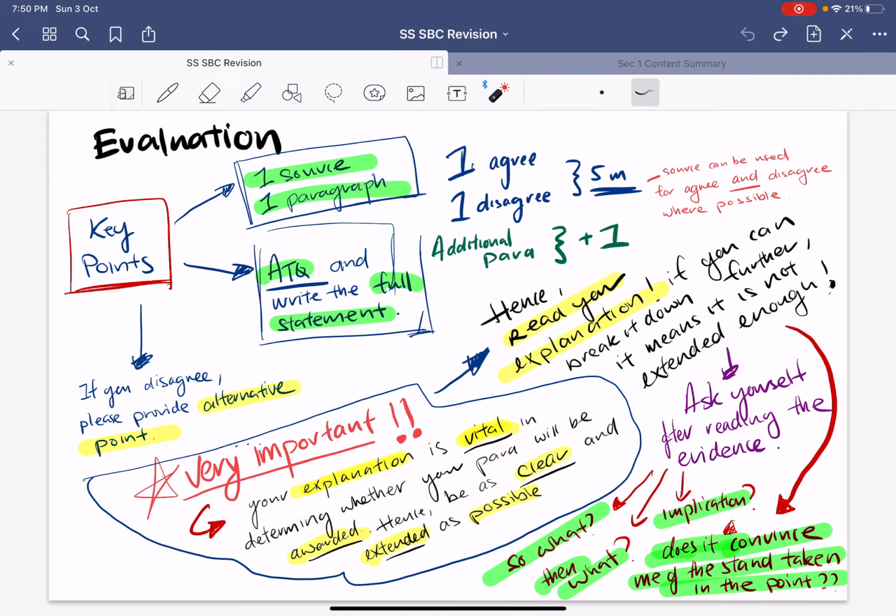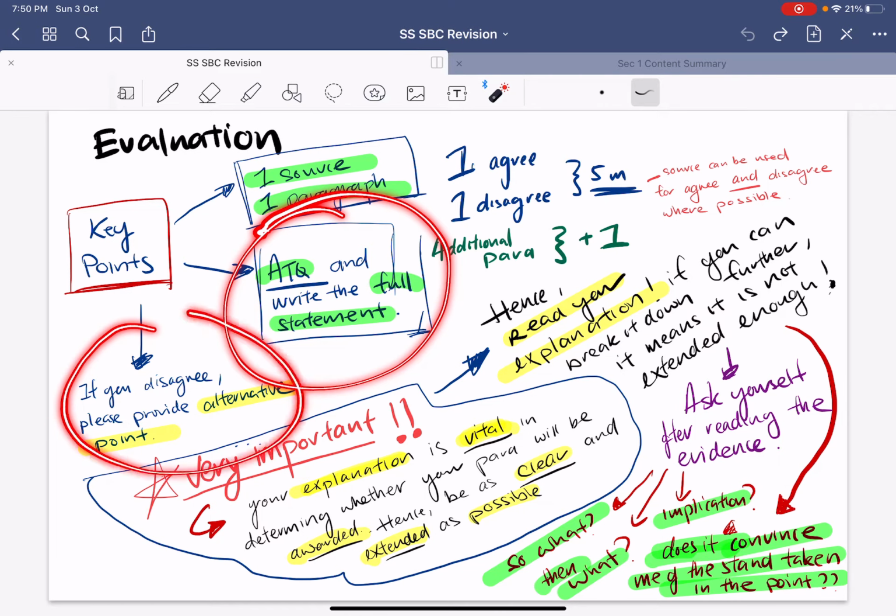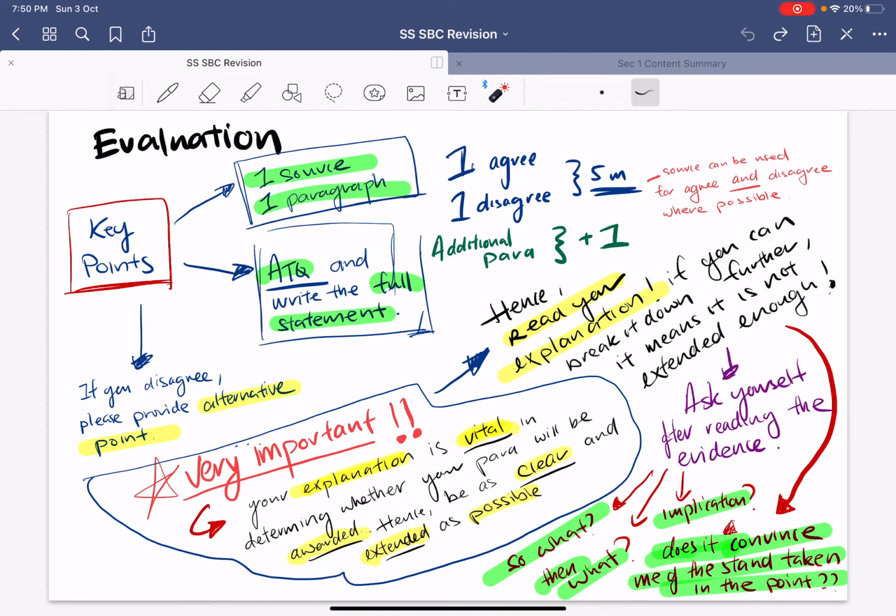So the key points for this: you must have one source, one paragraph only. Do not, and I repeat again, do not mix paragraphs together. Do not mix many different sources together inside one paragraph. You're asking for trouble and you will not be marked correct if you do that. Second key point is you must ATQ, write the full statement at the first line in order to tell the marker that you are indeed answering the question. If you're writing a disagree paragraph, please give me the alternative point.